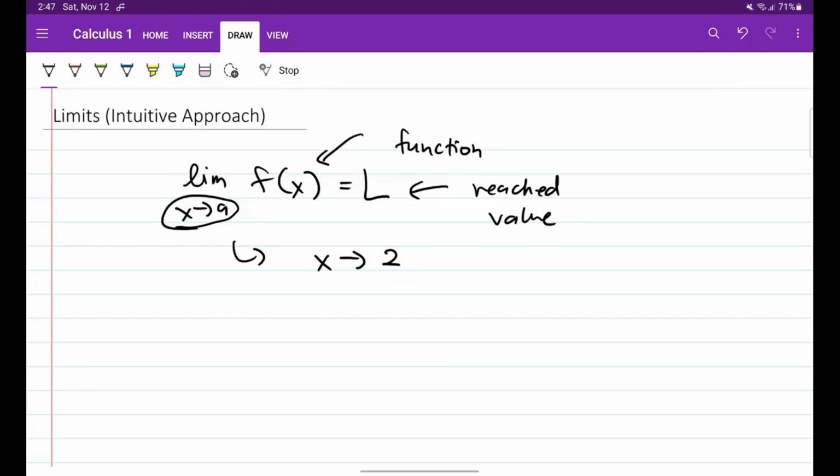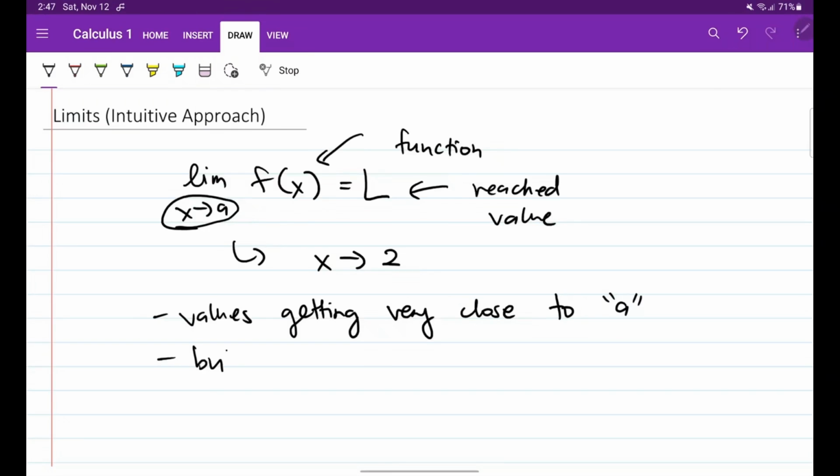Take note na this is for values getting very close to a. Okay, so for values getting very close to a but not equal to a. Okay, so yun palagi yun, no?